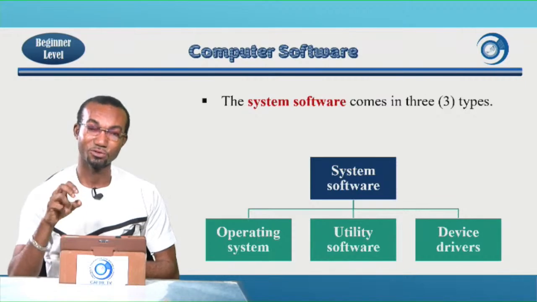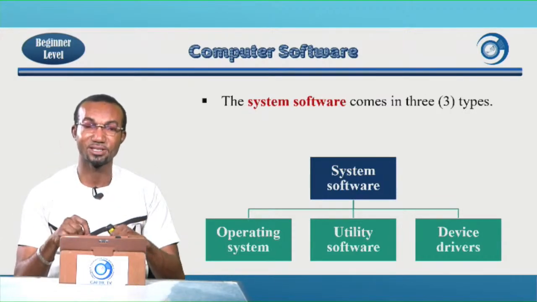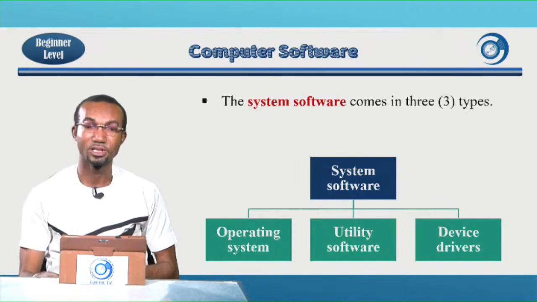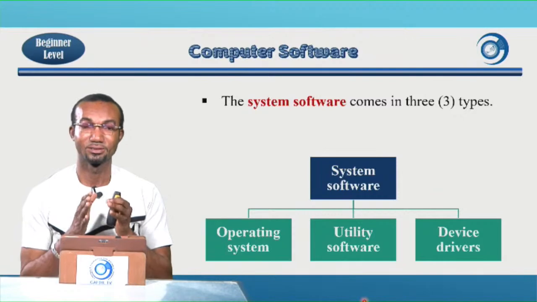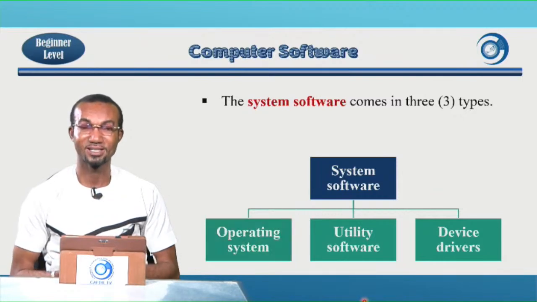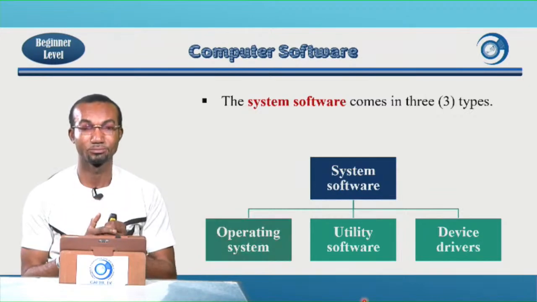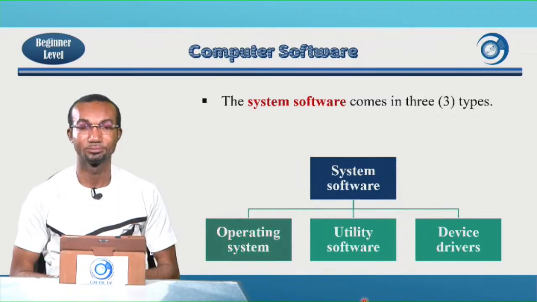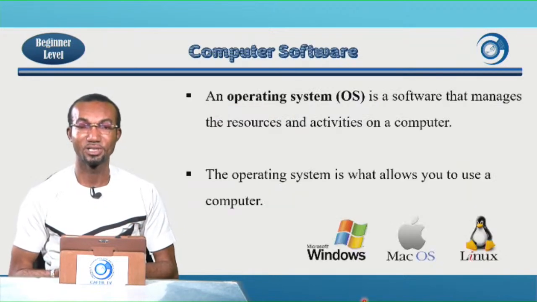So the system software that is installed first on any personal computer includes the operating system, utility software, and device drivers. And for the purpose of this lesson, we are going to talk about the operating system. Let's look at the operating system.